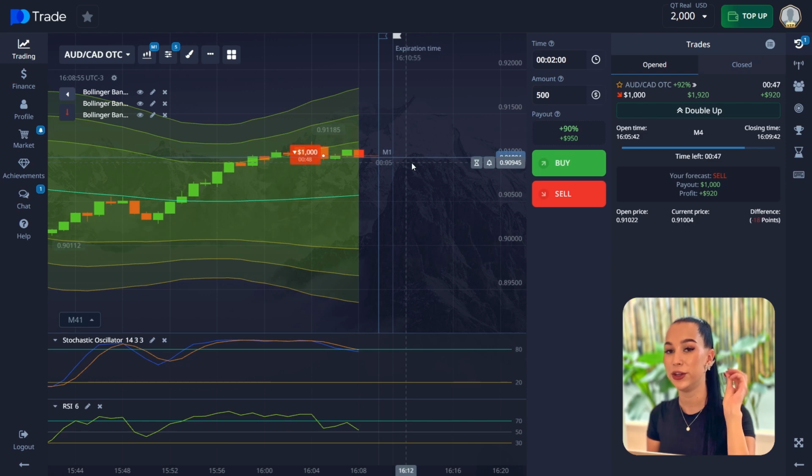So that's why you need to use a catch-up system, money management, risk management as well.